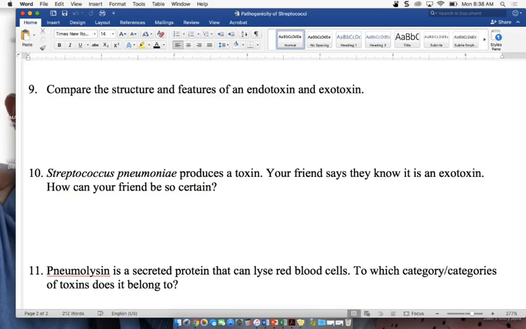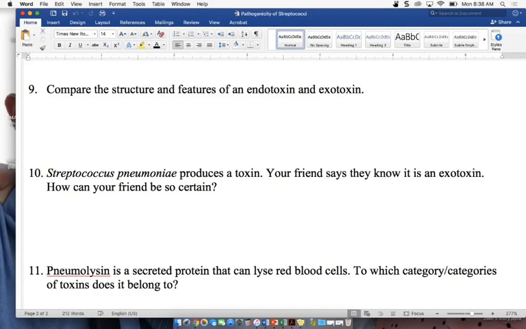What else? Other differences. Which can be used as a vaccine? Exotoxins. Which one is more heat stable? Endotoxins. Which one is secreted? Exotoxins. Good. Which one is only found in gram-positive or gram-negative organisms? Good, endotoxins, only in gram-negative, which helps us to answer number 10 here.